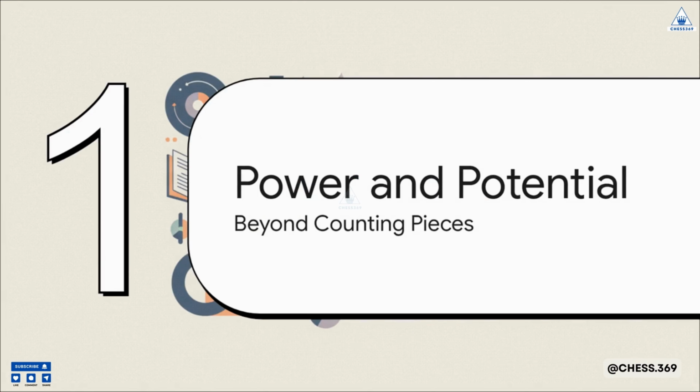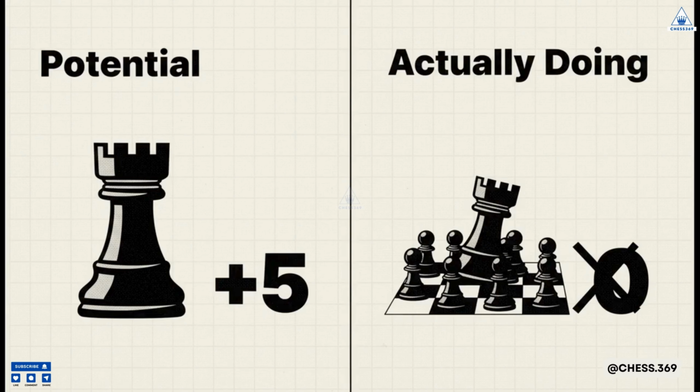Okay, so only after we've figured out who has the safer king do we move on. The next two factors on our compass, material and piece activity, you really have to think about them together. This is where we stop being just bean counters and start thinking like a true military strategist. Think about it like this. The material on the board, your rooks, your knights, your bishops, that's your army's potential power. But piece activity? That's what your army is actually doing in the real world.